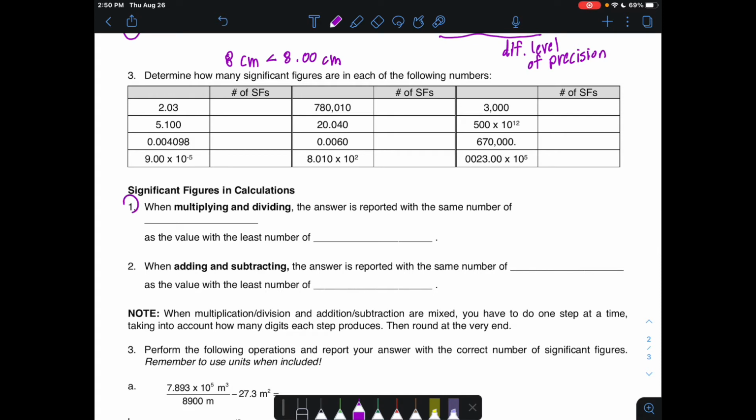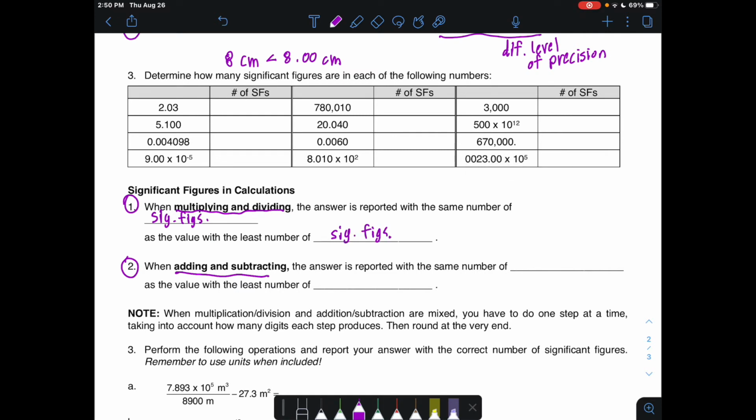Last, we're going to be learning about significant figures and calculations. Multiplying and dividing go hand in hand, and also adding and subtracting go hand in hand. So let's do multiplying and dividing first. For multiplying numbers, the answer is reported with the same number of significant figures as the value with the least number of significant figures.